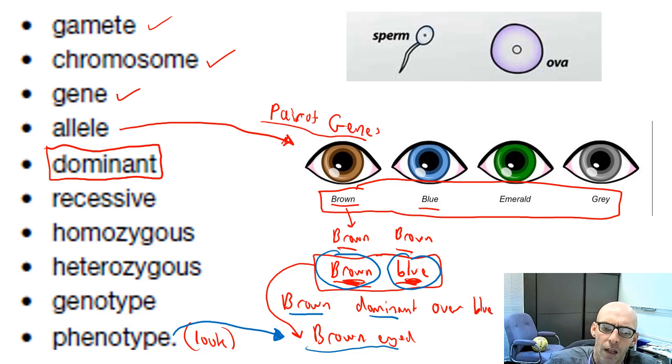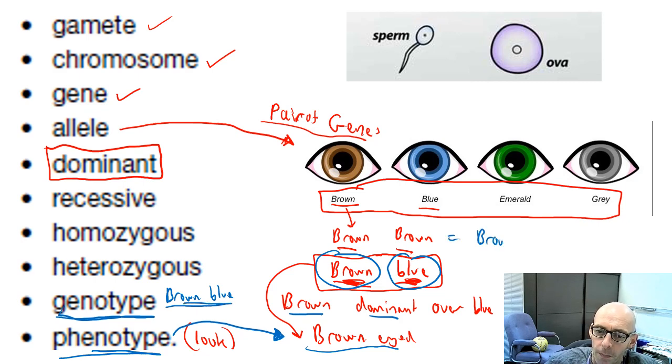However, they have a brown gene and they have a blue gene. This is what actual genes you have, the genotype. So phenotype, what you physically look like, genotype, what actual genes you have. That person there has brown eyes. That person there has brown eyes. They have the same phenotype, but the genotypes are different because two brown genes and a brown and a blue. So actually what they pass on to their children may well be different.